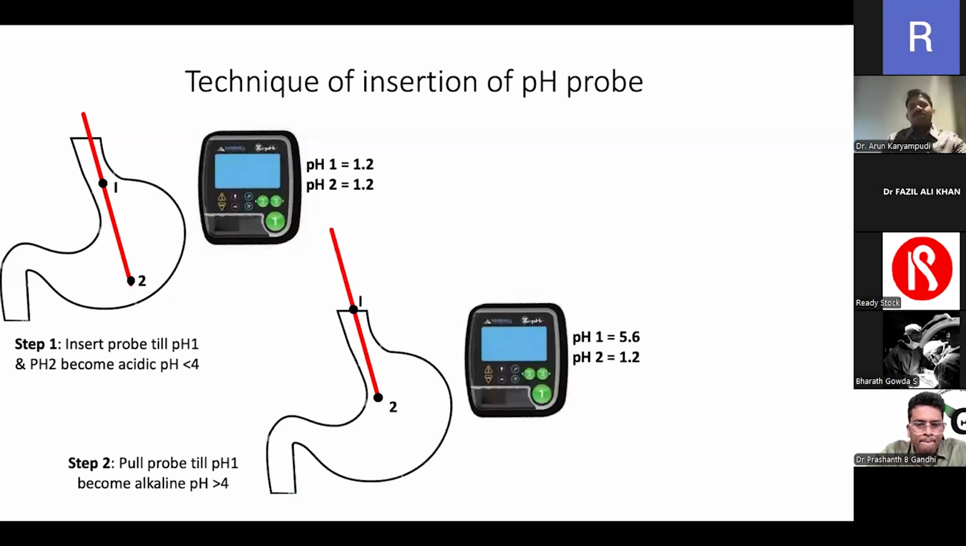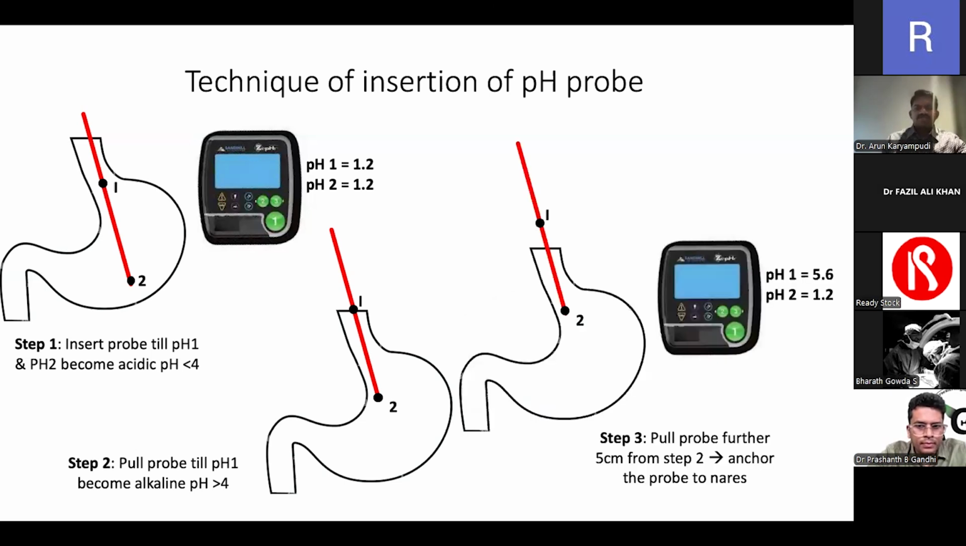At this point, you slowly pull out the catheter. When you slowly pull out the catheter, pH 1 would change from acid to alkaline. There will be an abrupt change from acid to alkaline value, suggesting that pH 1, the esophageal pH sensor, is exactly at the LES or the GE junction.